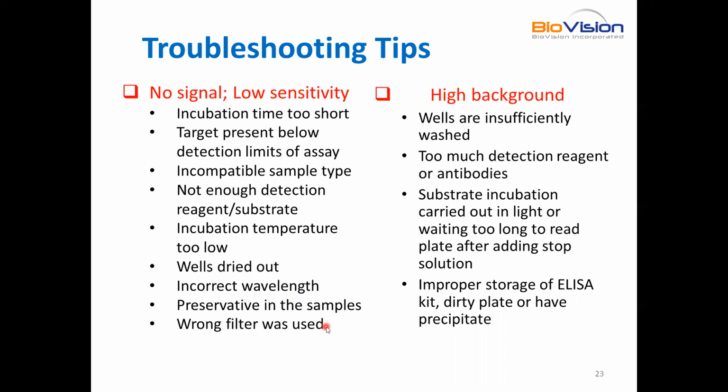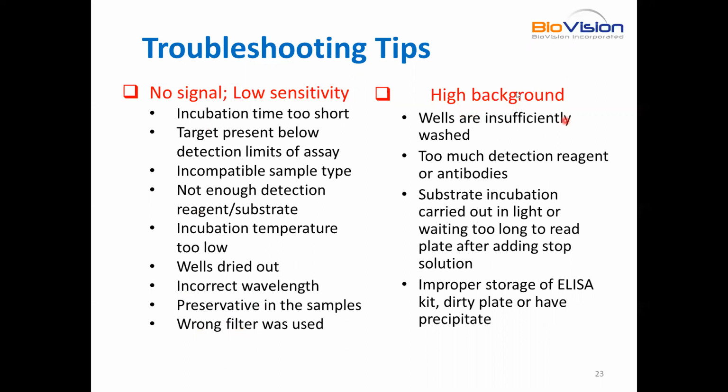Maybe the samples contain something like sodium azide, which can interfere with the signal, with the HRP. So a preservative like sodium azide definitely gives a low signal, and it's not recommended to have it in the sample while using these ELISA kits. Maybe they are using the wrong filter, like an incorrect wavelength, or wrong filter to read their plate.